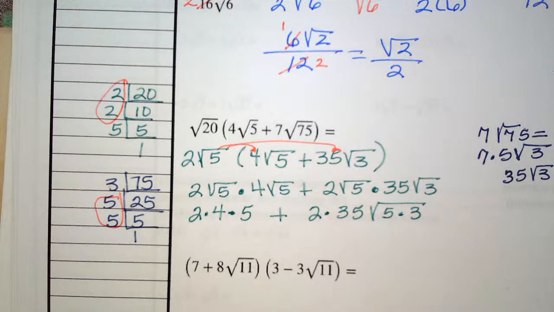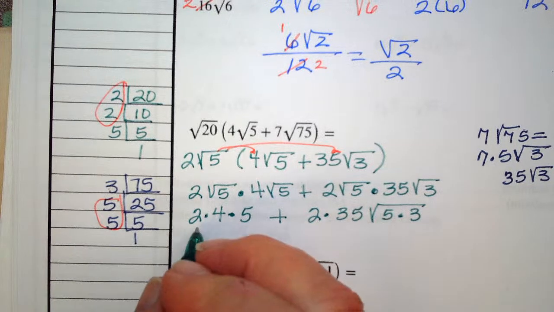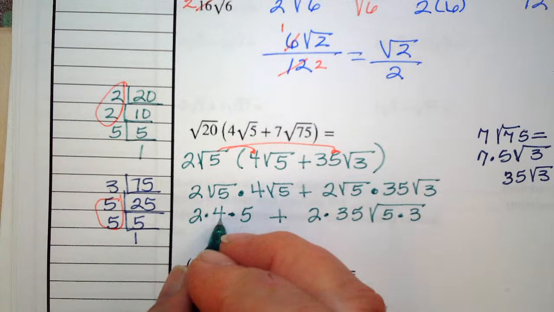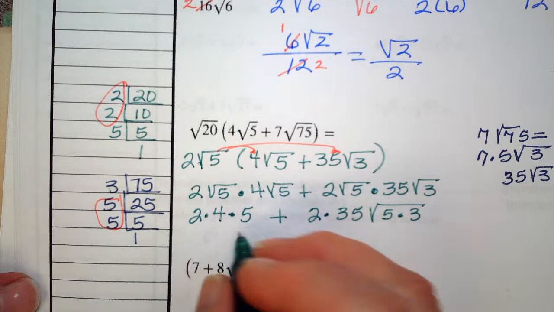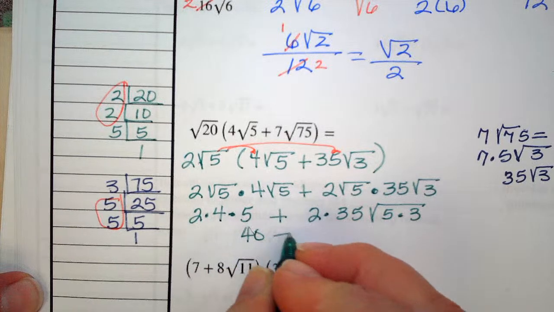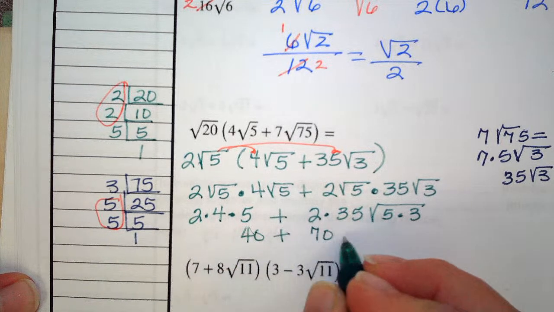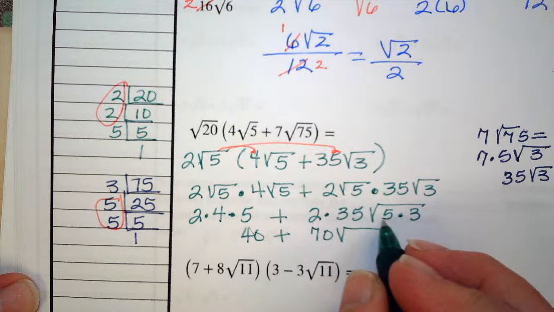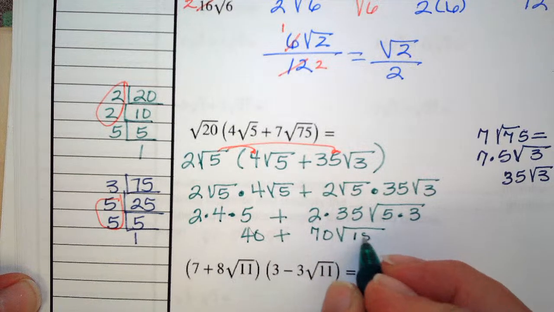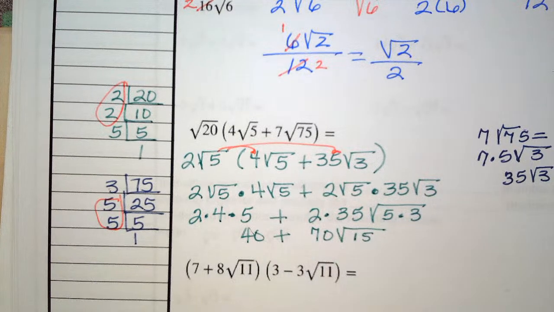We're almost done. 2 times 4 is 8. 8 times 5 is 40. 2 times 35 is 70. Square root of 5 times 3 is 15. And that is our answer.